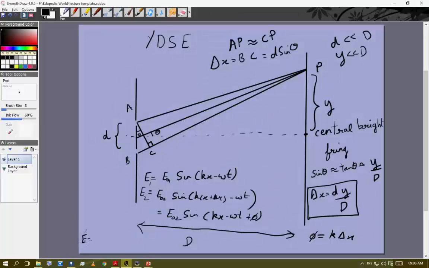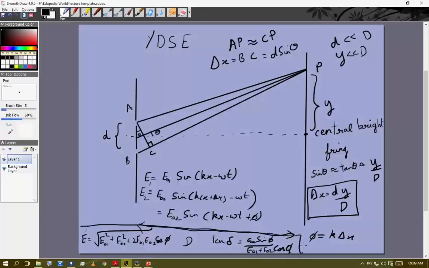The net resultant E will be root of E01 squared plus E02 squared plus 2 E01 E02 cos phi, and the angle between them will be tan delta, whatever the angle is, equal to E02 sine phi by E01 plus E02 cos phi. Just as a side note, I hope you see here the beauty of mathematics and why mathematics is so prevalent in physics.